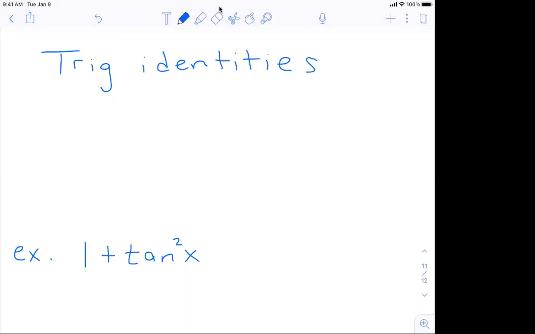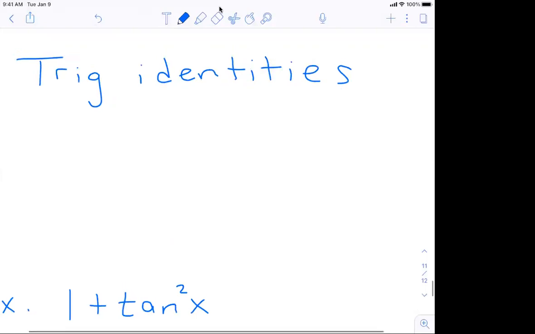So here's some things that we need for trig identities. First, the single most important thing in a trig identity is the greatest trig identity of them all. And I'm going to show you what that is right now.